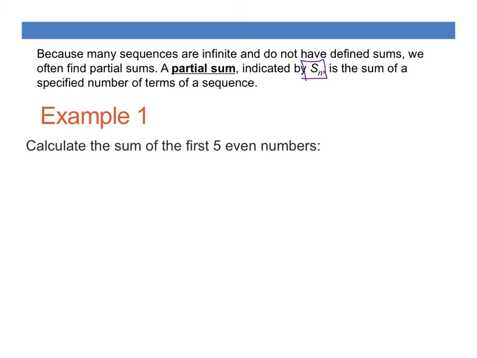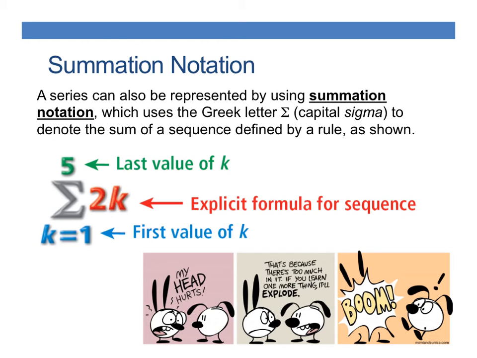So calculate the sum of the first 5 even numbers. S sub 5 equals 2 plus 4 plus 6 plus 8 plus 10, which gets us 30. Summation notation uses the Greek letter capital sigma to denote the sum of a sequence defined by a rule as shown. So we have the sum, which is what sigma stands for, from the first term to the 5th term of the explicit formula 2 times k.